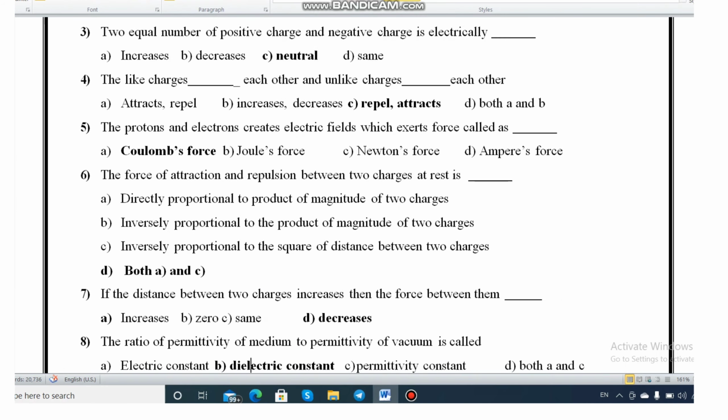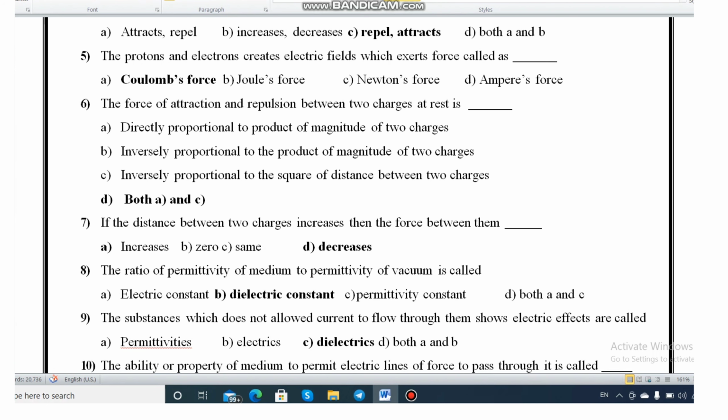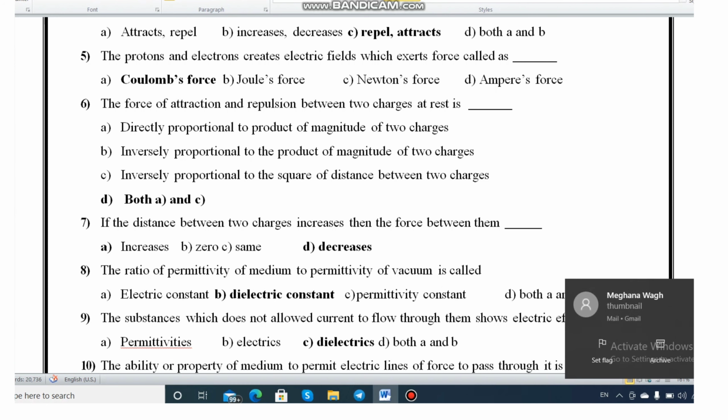Then the sixth question is, the force of attraction and repulsion between two charges at rest is both A and C, that means directly proportional to the product of magnitude of the two charges and inversely proportional to the square of the distance between the two charges. If the distance between two charges increases, the force between them decreases. The ratio of permittivity of a medium to permittivity of vacuum is called dielectric constant. The substances which do not allow current to flow through them are called dielectrics.